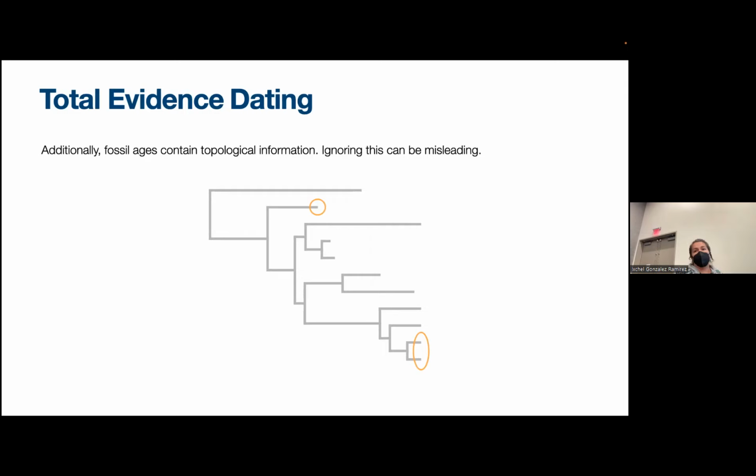So the age carries information about the position of a fossil in the phylogeny, right? Okay, questions? Because now we're going to get to the model itself.